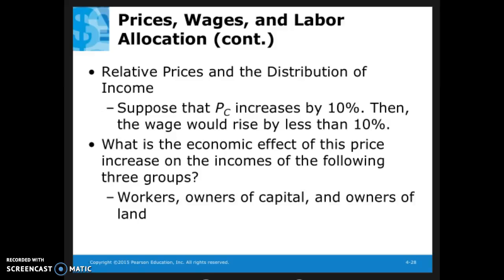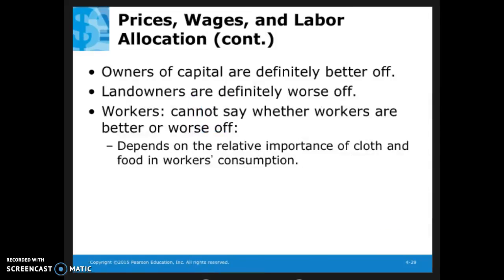Suppose that the price of cloth increases by 10%, then the wage would rise by less than 10%. The economic effect of this price increase is that workers, owners of capital, and owners of land will be affected. First, owners of capital will definitely be better off. Landowners are definitely worse off, and we cannot say whether workers are better or worse off. This depends on the importance of cloth and food in the workers' consumption.